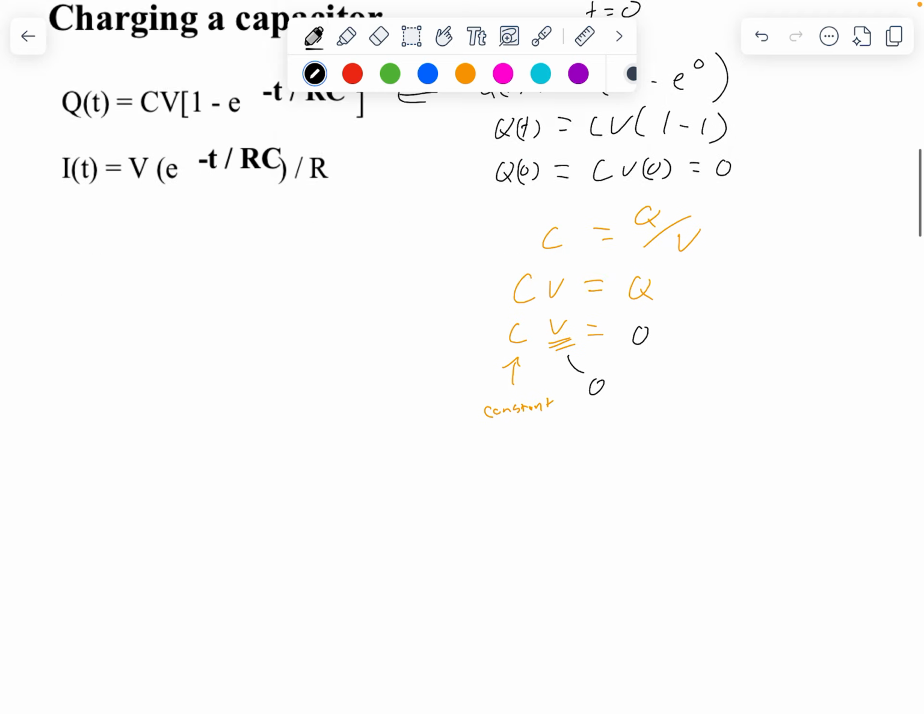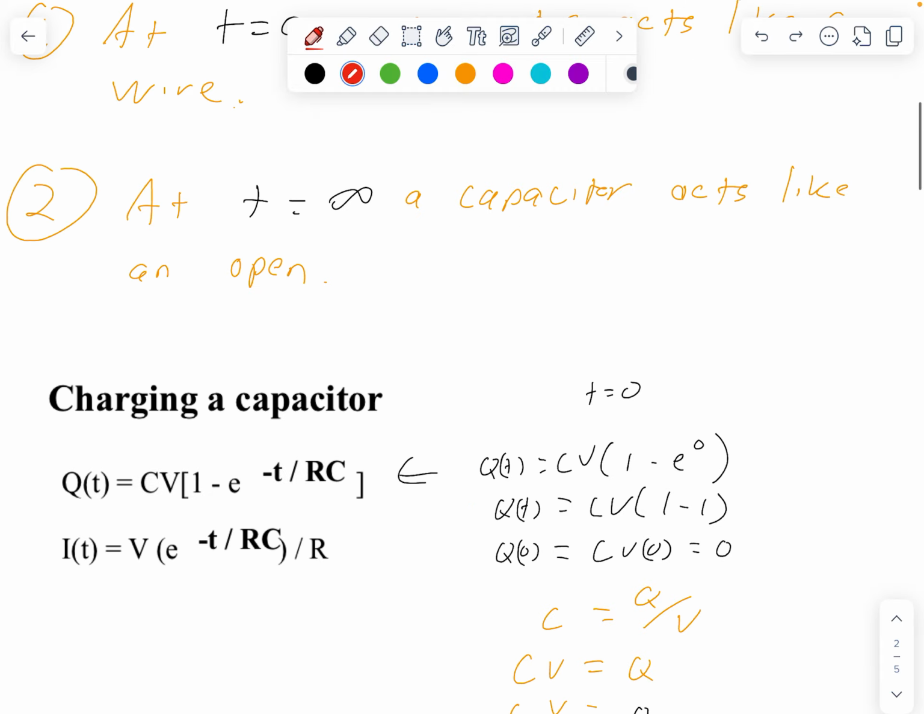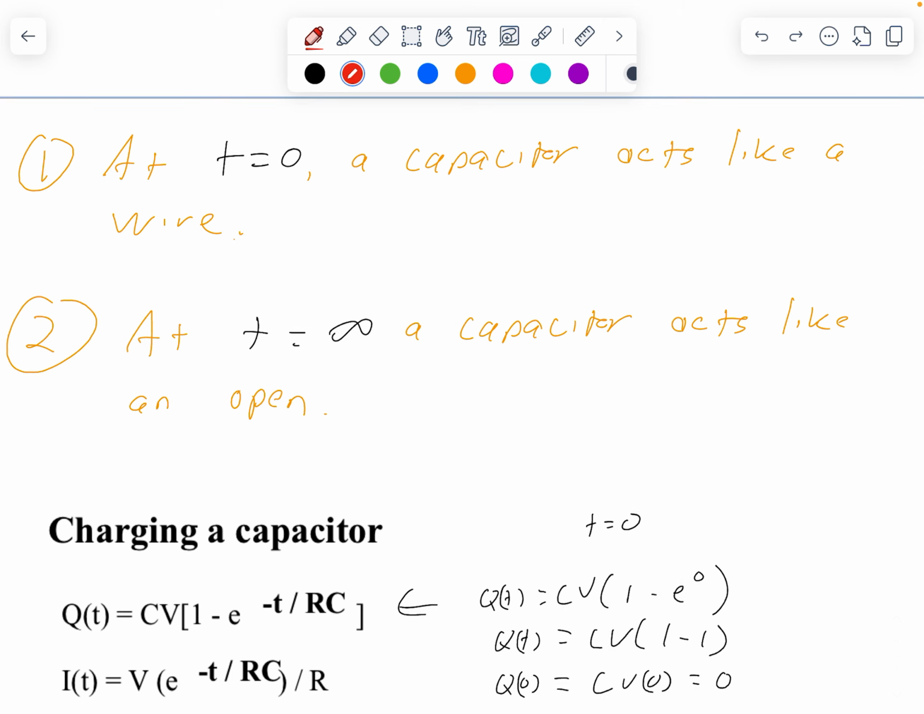If we look at a circuit, here's a circuit. We'll analyze this in a second, but if we move along a conductive path, remember we used to call those nodes, that means there's no change in voltage. If there's no change in voltage across the capacitor at time equal to 0, then it's just acting like the continuation of a wire. So that's what I mean when I say at time 0, the capacitor acts like a wire.